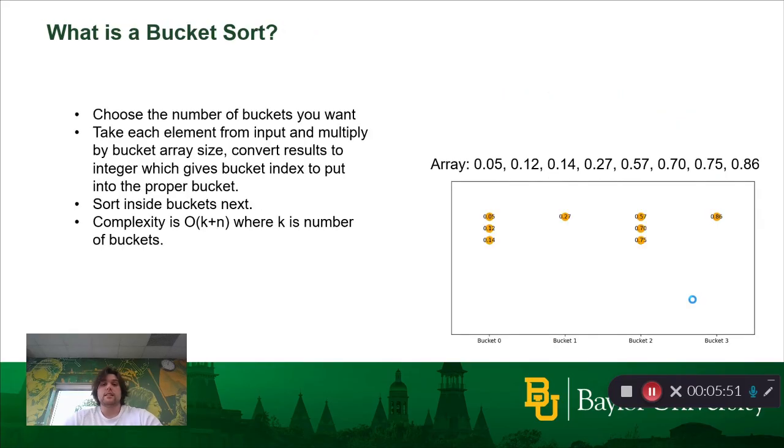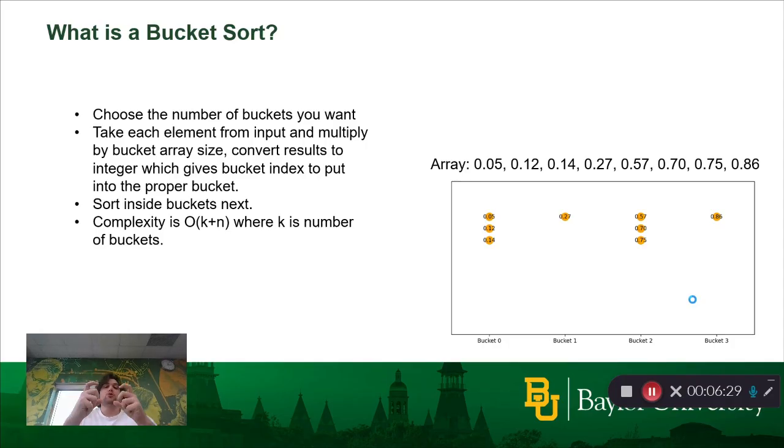And so our next is a bucket sort. You basically get to choose the number of buckets you want. Then you take each element in the array from the input and multiply it by the bucket array size. So we have 4 buckets in this example, so we multiply 0.05 by 4. That gives us a 0.2. Then we convert that to an integer, and that gives us the bucket index number to put it in. So 0.2, what is that when we cast it to an integer? That's a 0, so it goes in the 0 bucket. And we just do that for every single element in the array to get our buckets.